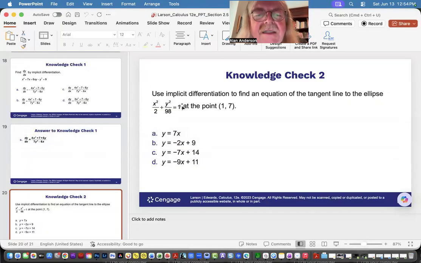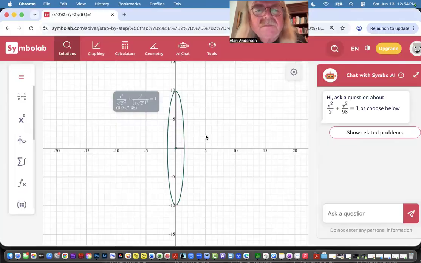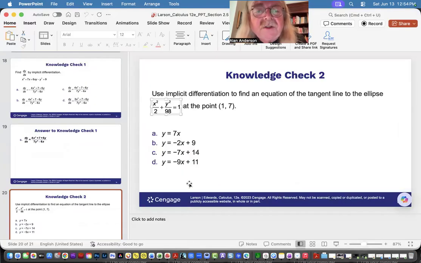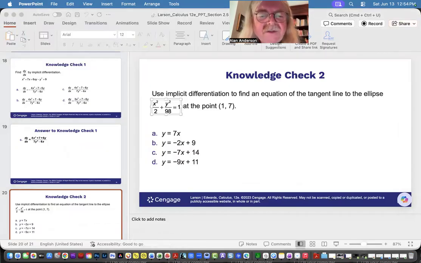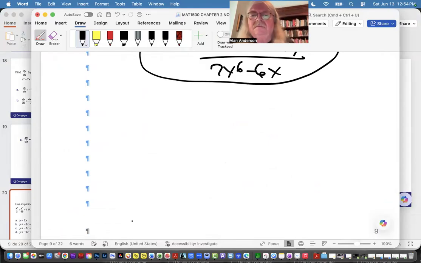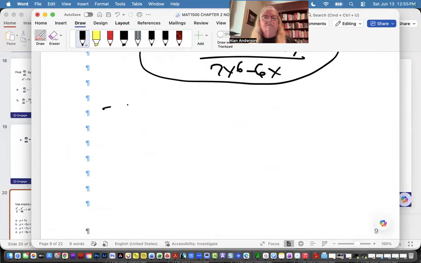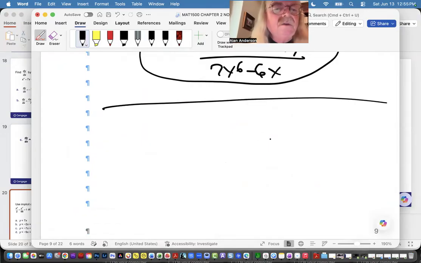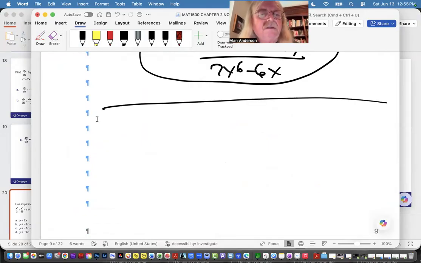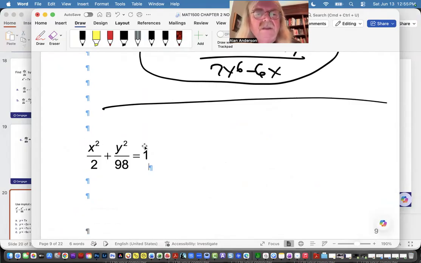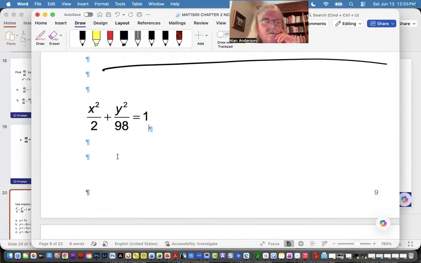Okay, so let's try it. So the first thing we're going to do is just use implicit differentiation, just like before. That hasn't changed. Okay, let's do this. So what we're going to have to do is take the derivative of every term.